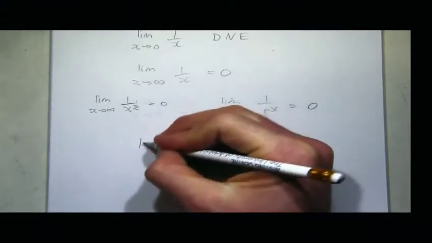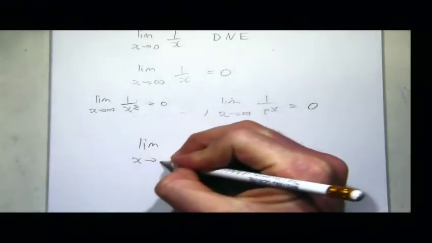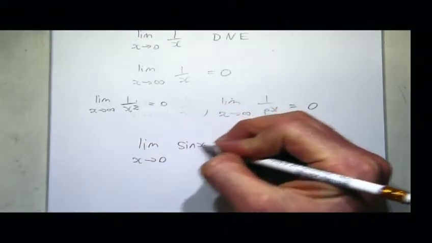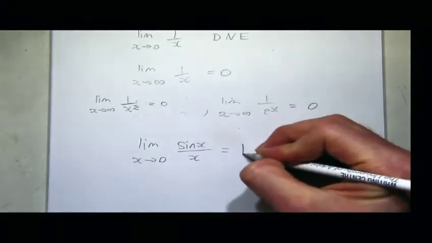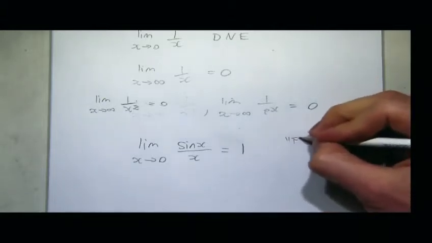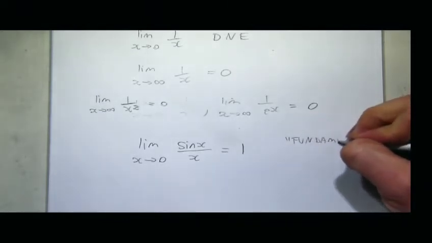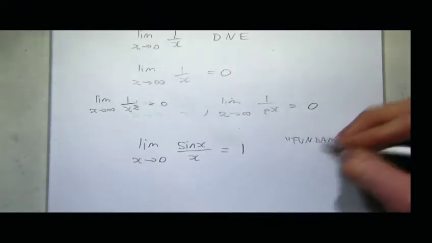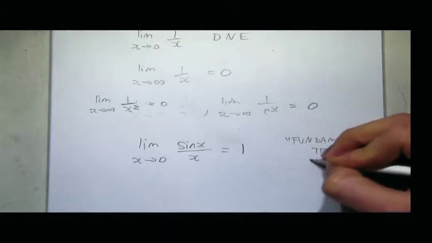and then the other really common limit you want to know is the fundamental trig limit. The limit of sine x over x is 1. You are allowed to just say that it is 1. It's very rare that you're asked to prove it, and that is what it is. This is called the fundamental trig limit.